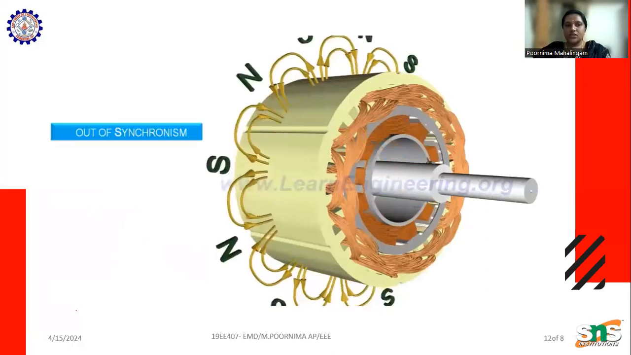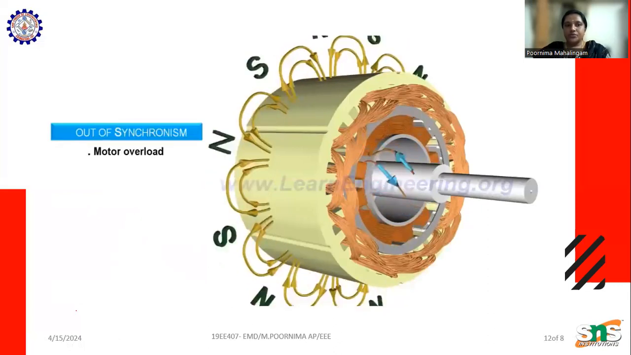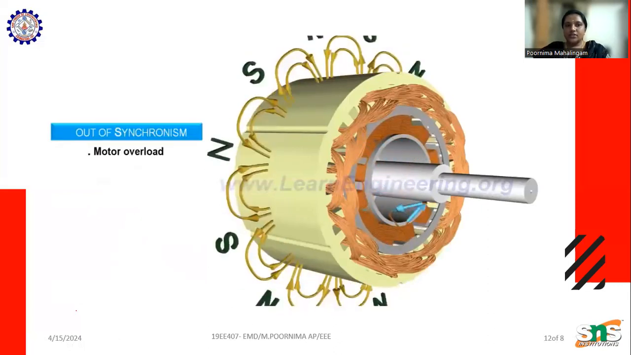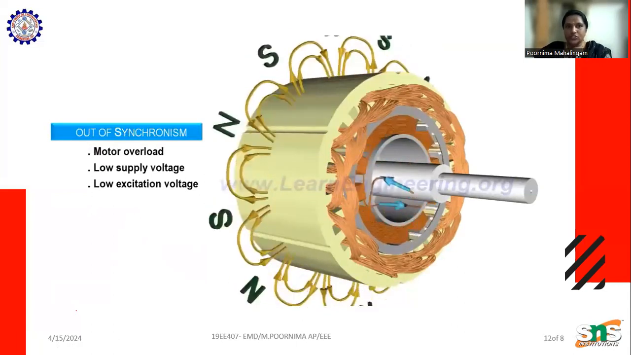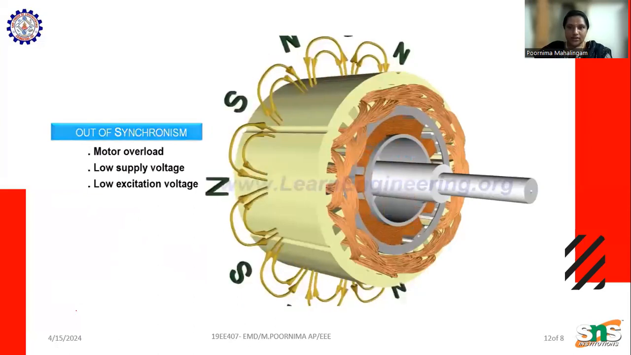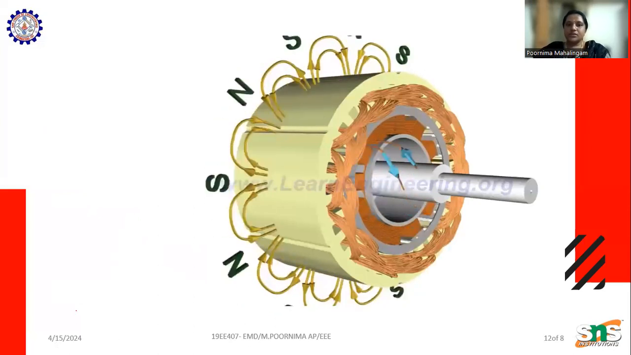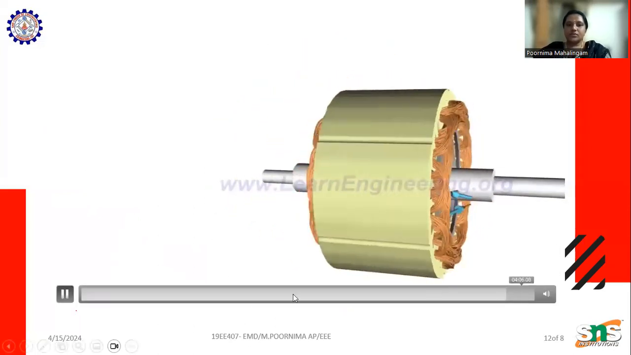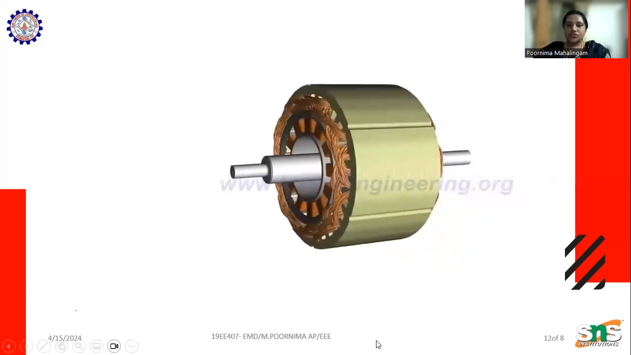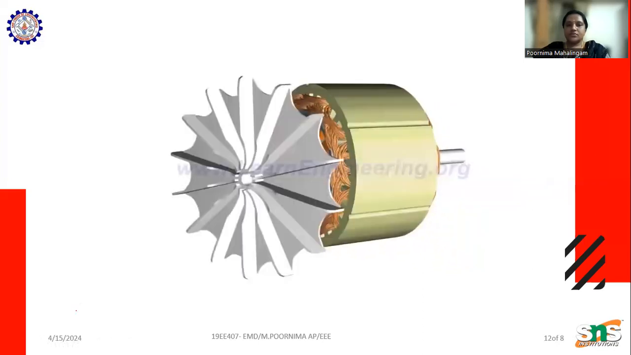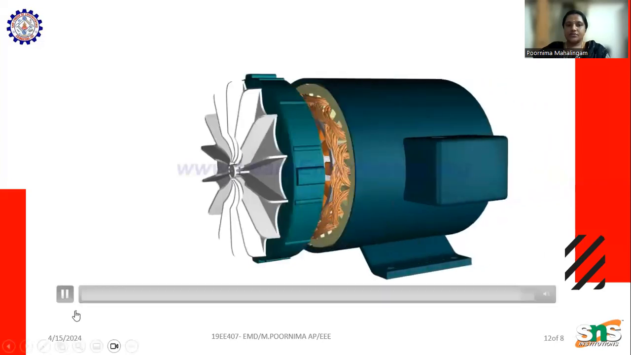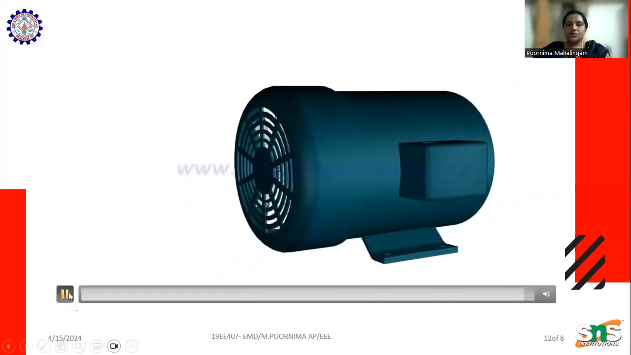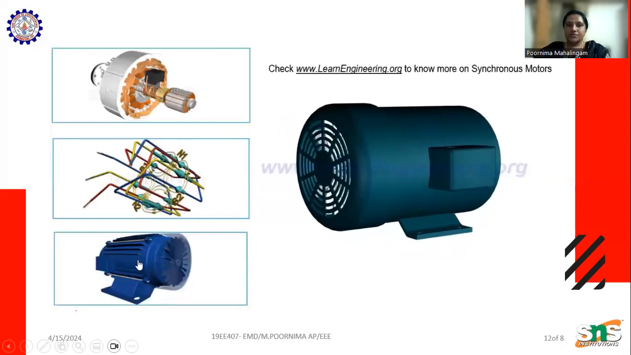If the torque level is more, it goes out of synchronism. The motor is overloaded, with low power supply and low excitation voltage. These are some of the drawbacks. The same construction of synchronous motors also helps in improving the overall power factor of the system.